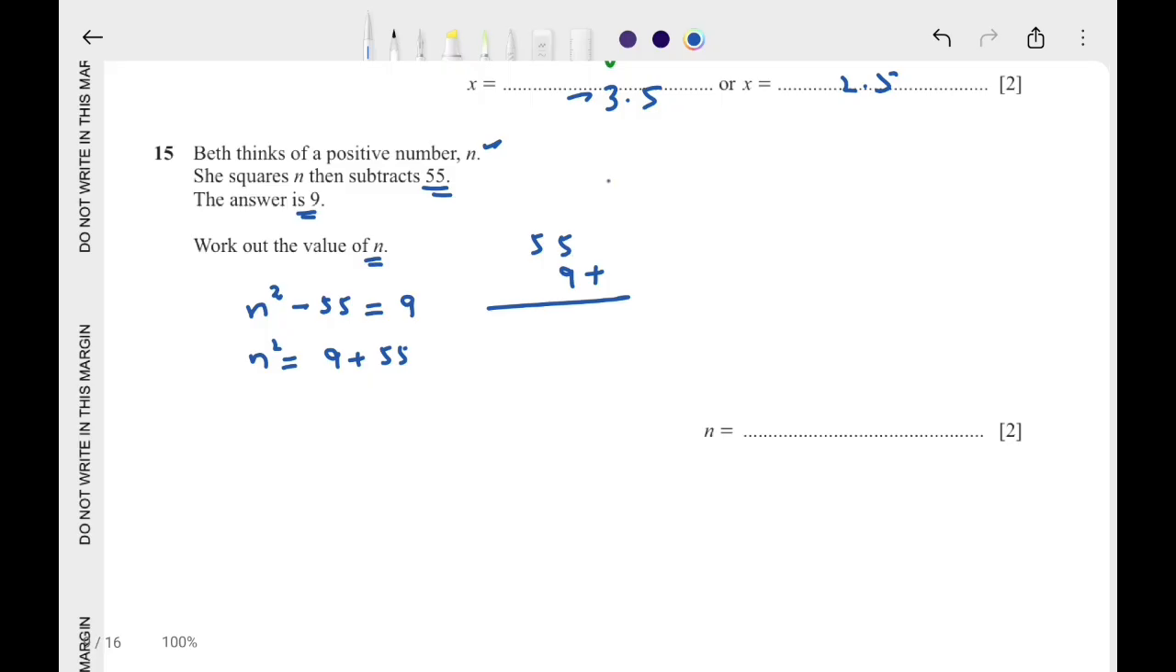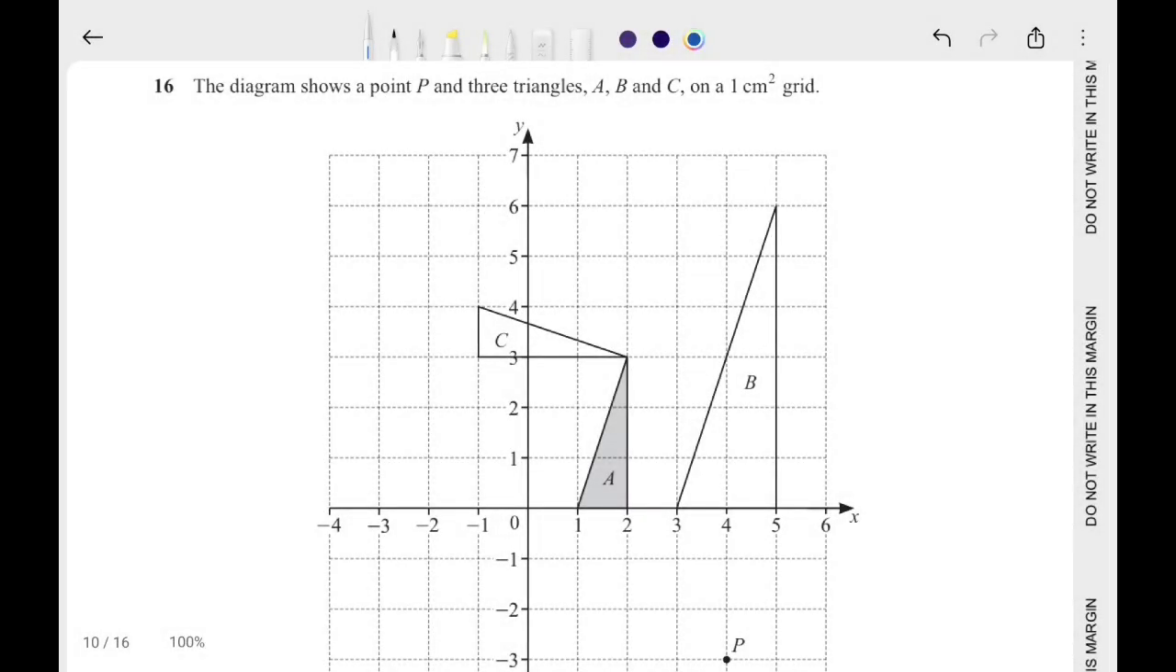9 plus 5 is 10, 11, 12, 13, 14. We have to take one carry. So it will be 64. n squared is equal to 64. Taking the square root on both sides, n is equal to 8. This is the answer. Question number 16.